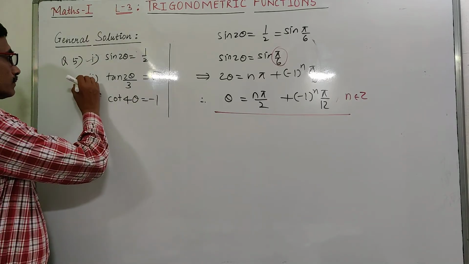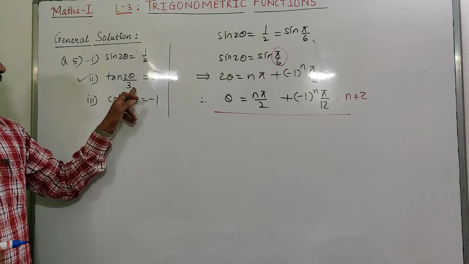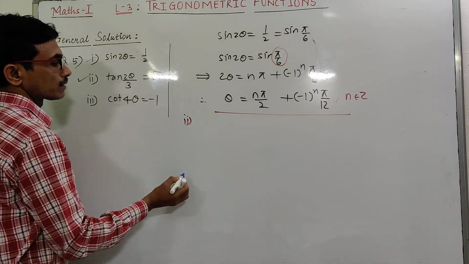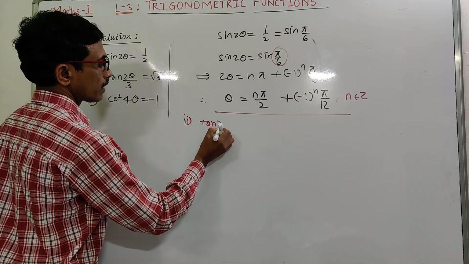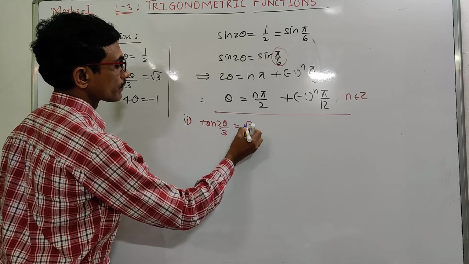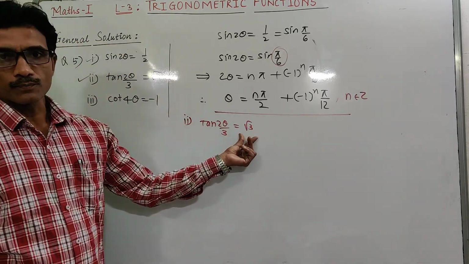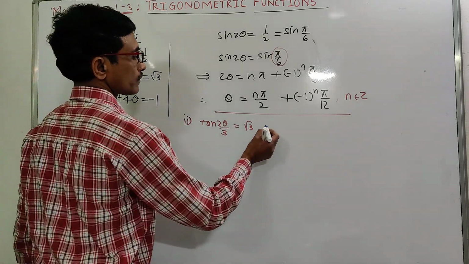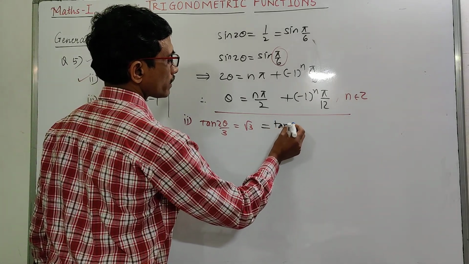Next question. Tan of 2 theta upon 3 is equal to root 3. We know tan of 60 degrees, that is pi by 3, is root 3. So we will write it as tan of pi by 3.